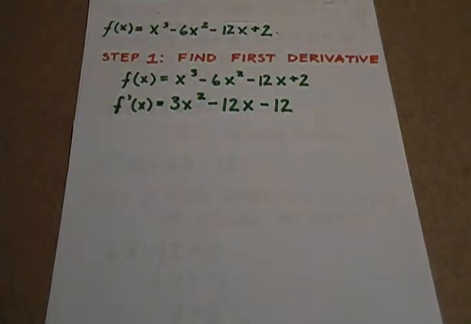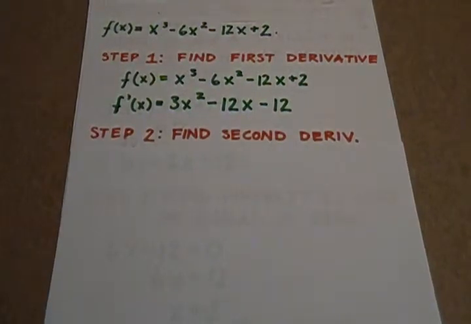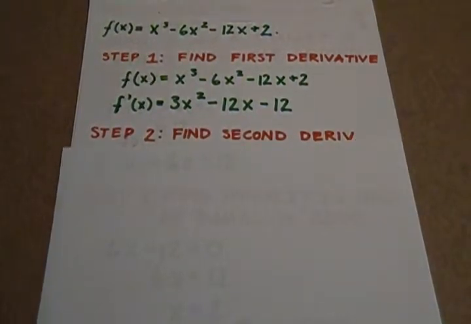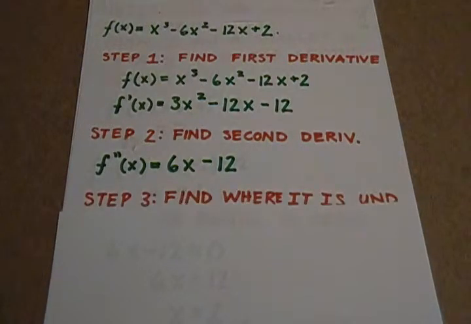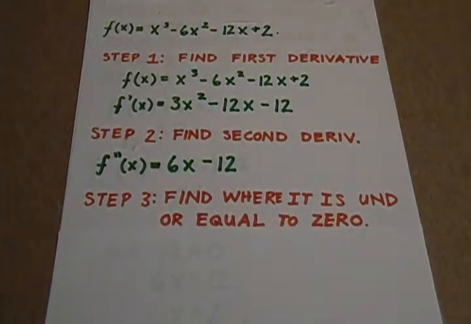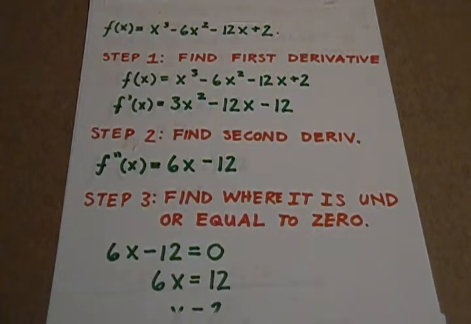Now, you need to find the second derivative. And that is f double prime of x equals 6x minus 12. In the third step, you need to find where it is undefined or equal to 0. So basically, all you have to do is set 6x minus 12 to 0. And you get x equals 2.